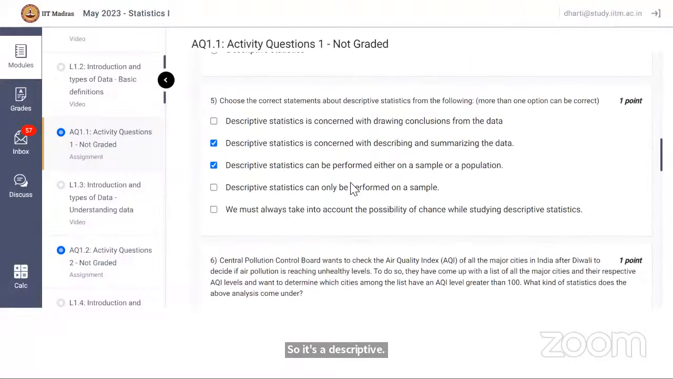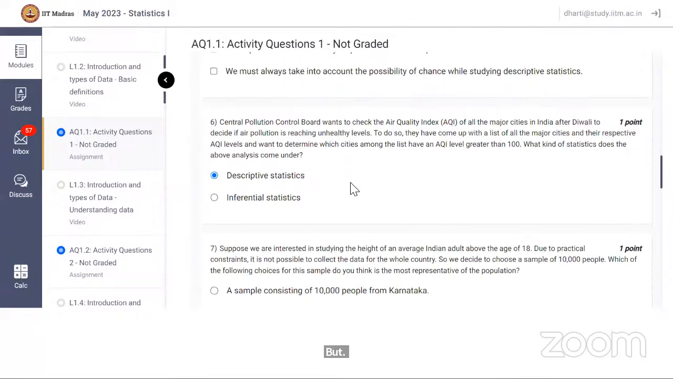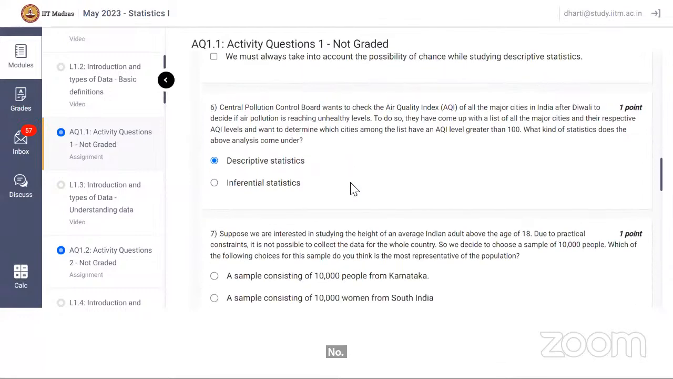Yeah, thanks. But ma'am, in that case, they also get a conclusion. So from descriptive statistics also we can come up with a conclusion.